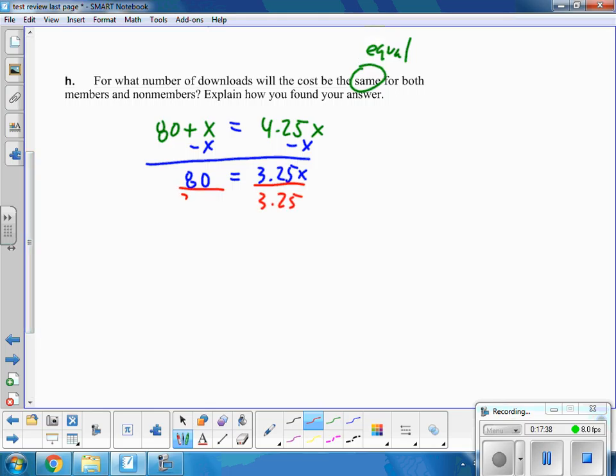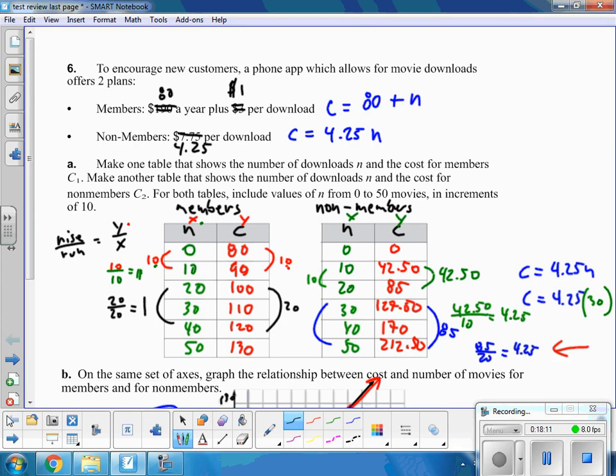Again, I'm doing the opposite of what I see, kind of undoing it. You can see that here. I am adding x, so I'm undoing it by subtracting x from both sides. I see multiplying by x right here, so I'm undoing it by dividing by 3.25. So 80 divided by 3.25 ends up being 24.6. So right around 24 to 25 downloads, they are the same, and we should be able to see that even in our graph. Let's look.